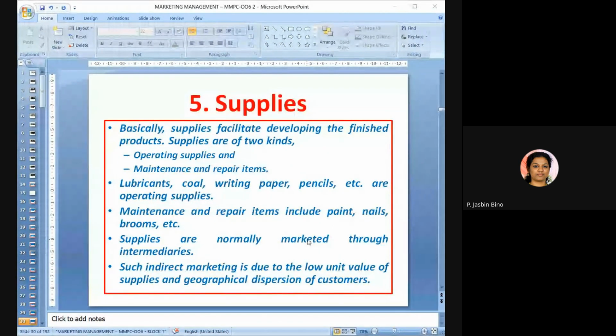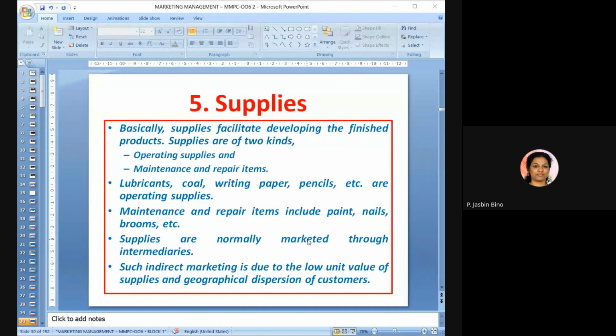Next one is supplies. Supplies facilitate developing the finished products. Normally, they are of two kinds: operating supplies and maintenance and repair items. Operating supplies are normally lubricants, writing paper, pencil, coal, etc. And maintenance and repair items include paints, nails, brooms, etc.